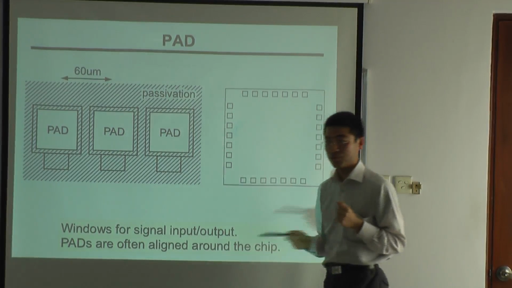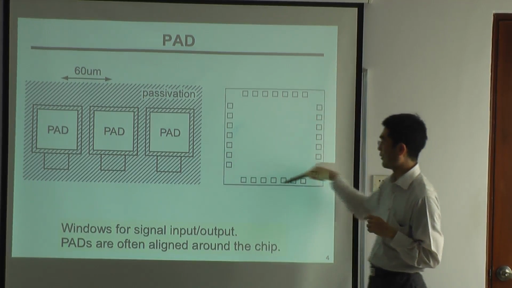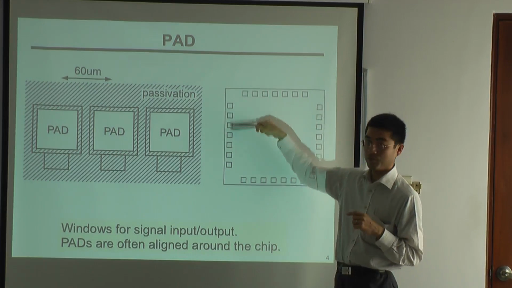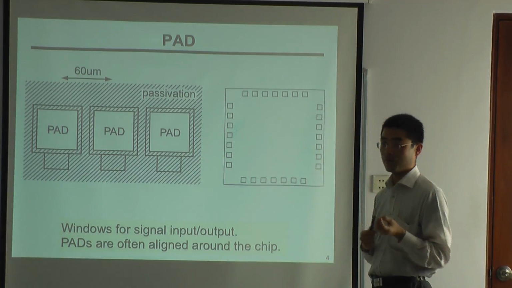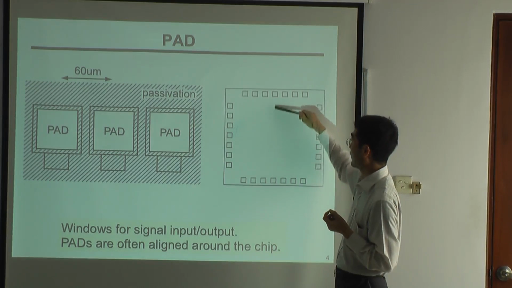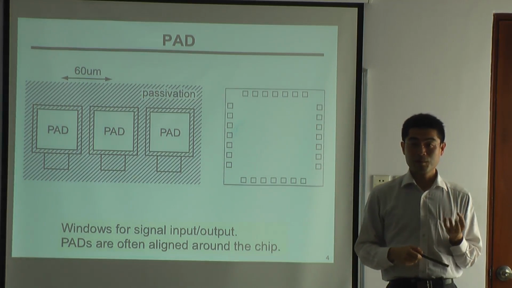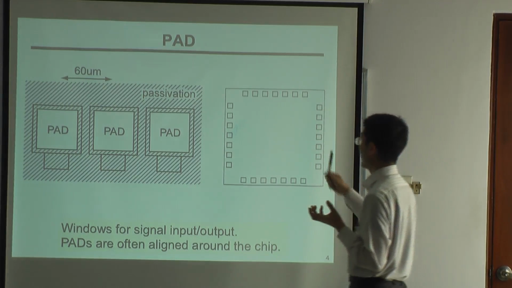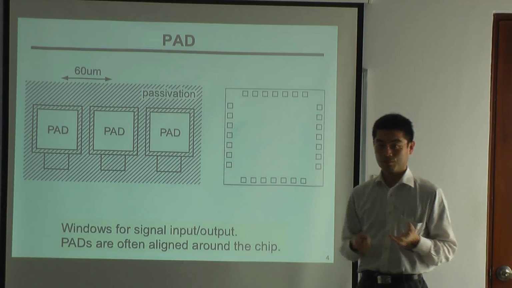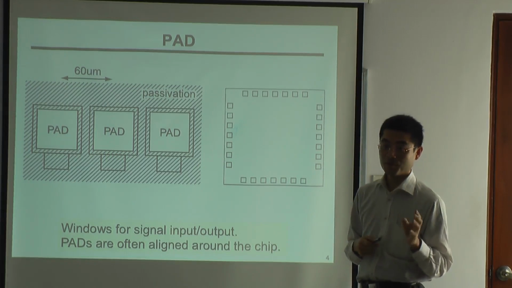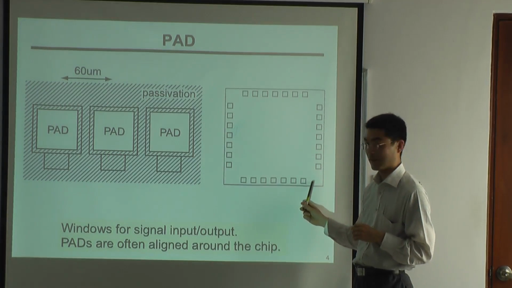In most chips, the pads are aligned around the side of the chip like this. In some chips, like memories, there is a pad in the center of the chip. And sometimes there is an array of pad windows all over the chip. But the most common alignment is something like this.